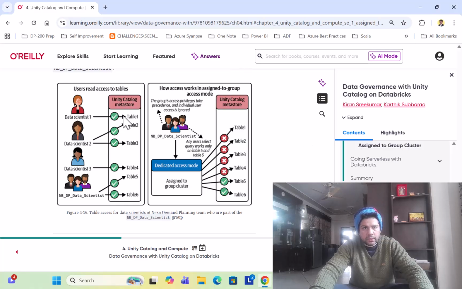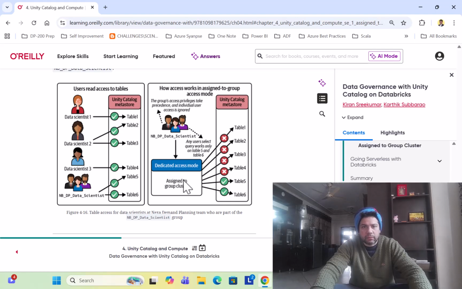Once the data scientists or data engineers are part of a group, and that group is given permissions on some tables, it will not respect their individual accesses or permissions, but it will take the permissions of the group rather. So this is what is being shown here on the right side picture. By the way, whenever you are assigning a group and access to a cluster, that is called assigned to group cluster, which is in dedicated access mode.